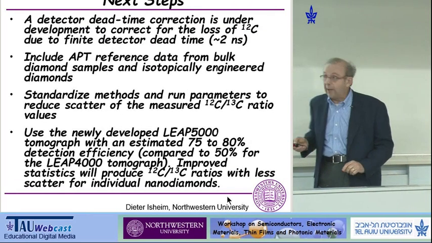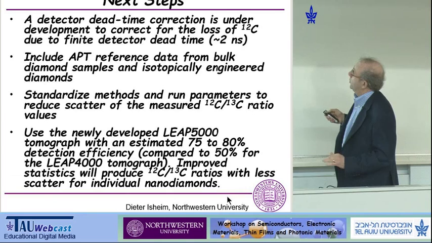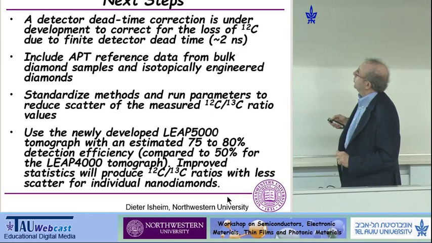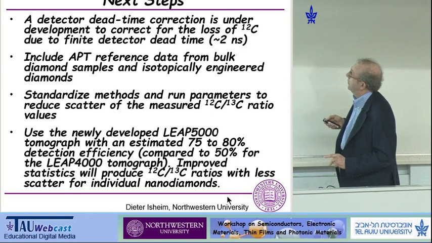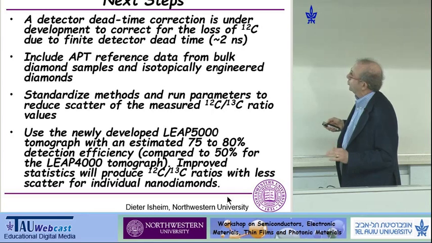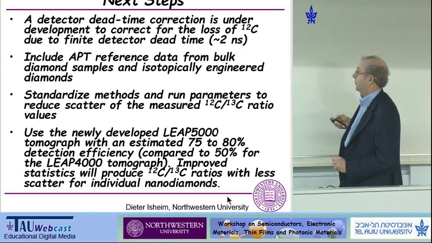Okay, what are the next steps? We have to make some dead time corrections, because we only have a resolution of about 2 nanoseconds in our measurements. We also included APT data, atom probe tomographic data, from these bulk specimens, engineered nanodiamonds. Our goal now is to reduce the scatter, to make the measurements more precise. We have to look at more nanodiamonds.